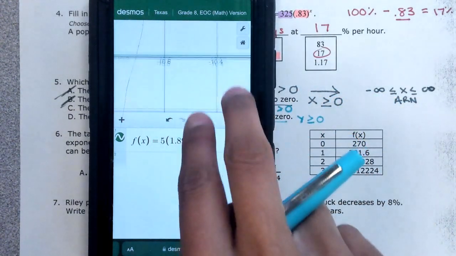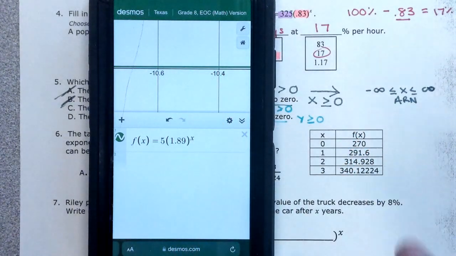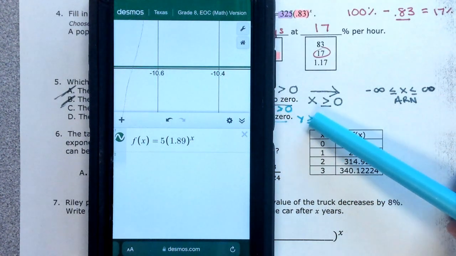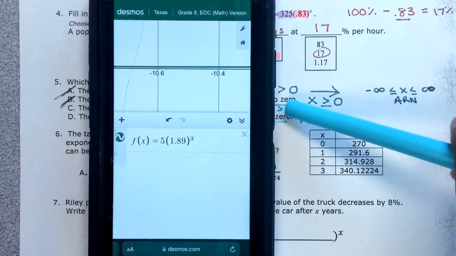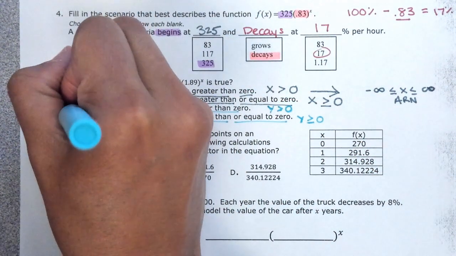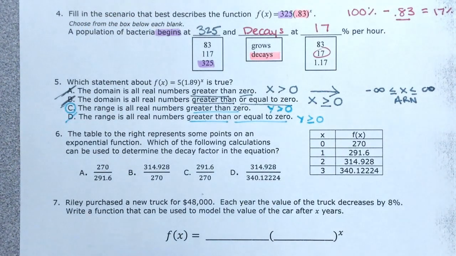Let's see. We're going to zoom in. No, it does not. My line will never touch 0. So it can't be equal to 0, but it is greater than 0. So my answer is going to be C. Remember that horizontal asymptote. That line will never touch.